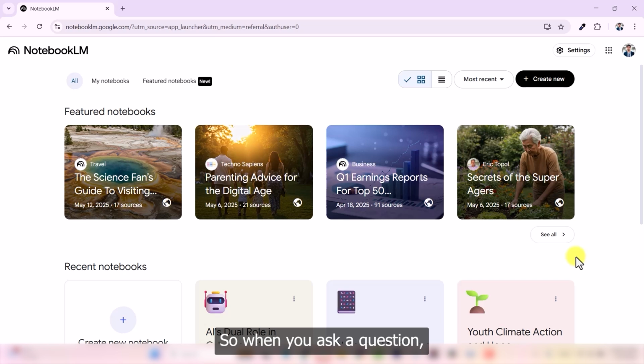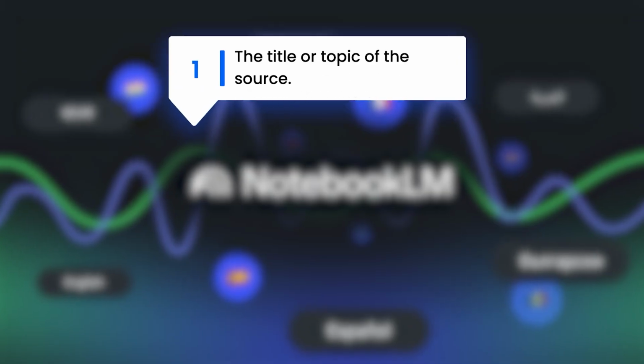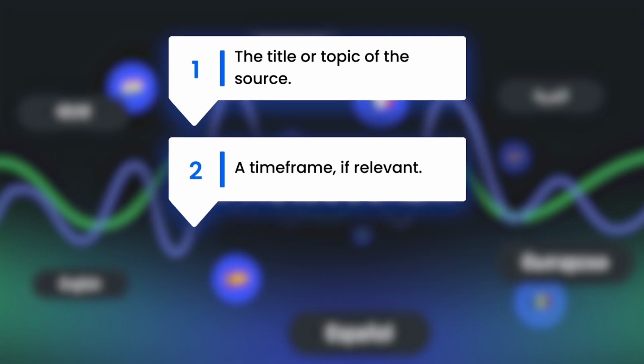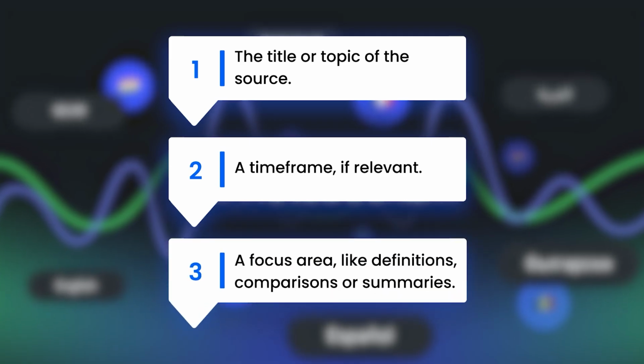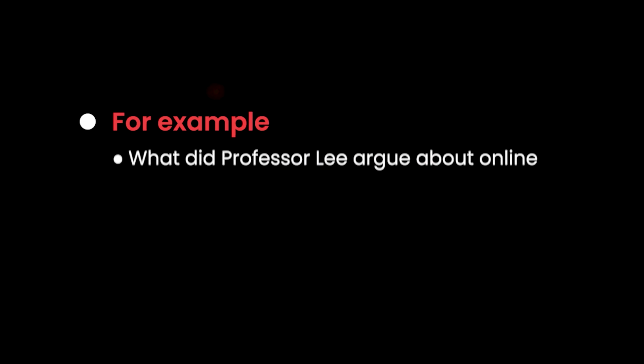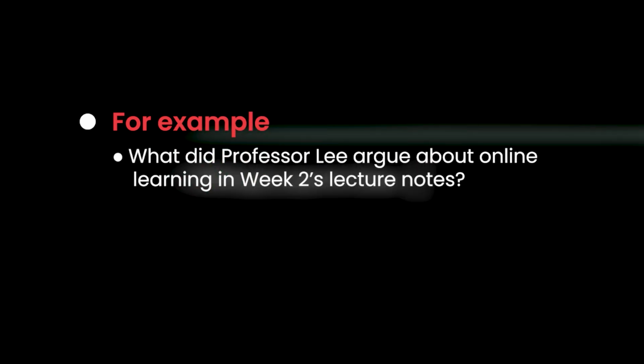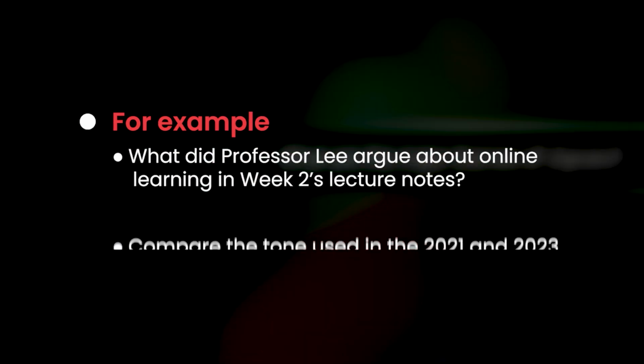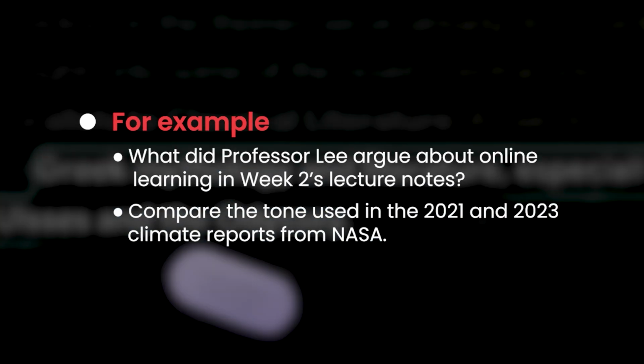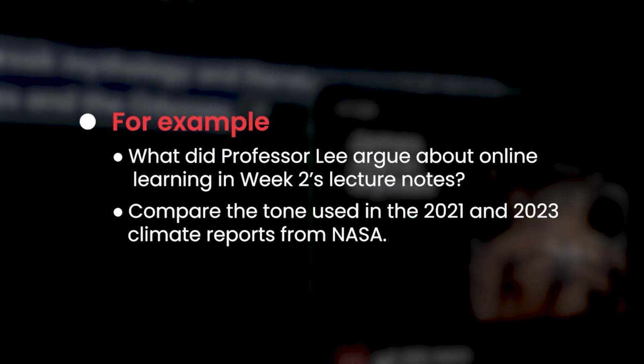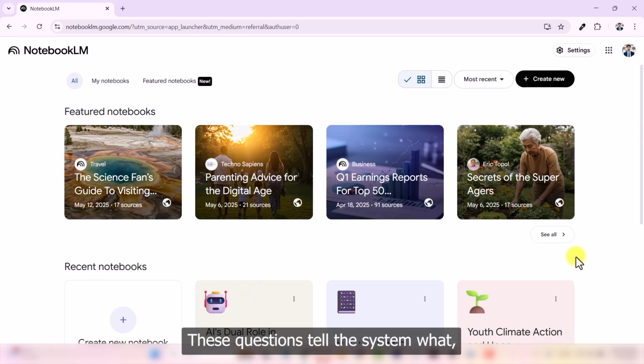So, when you ask a question, make sure it includes the title or topic of the source, a time frame if relevant, a focus area like definitions, comparisons, or summaries. For example, what did Professor Lee argue about online learning in week 2's lecture notes? Compare the tone used in the 2021 and 2023 climate reports from NASA. These questions tell the system what, where, and why, and that makes your results sharper.